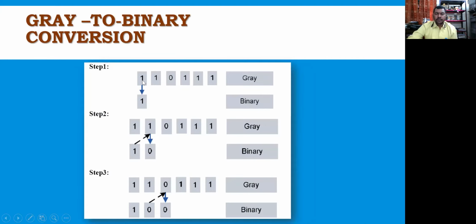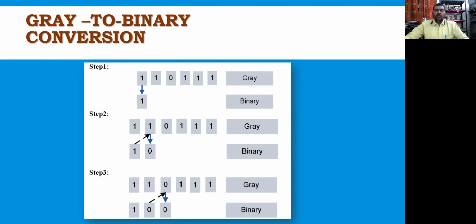So the first bit, for the conversion of gray to binary, what we need to do is, now we are going vice versa. Earlier we converted a binary number to its equivalent gray, right? Now in this case, we are converting gray code back to its binary equivalent.